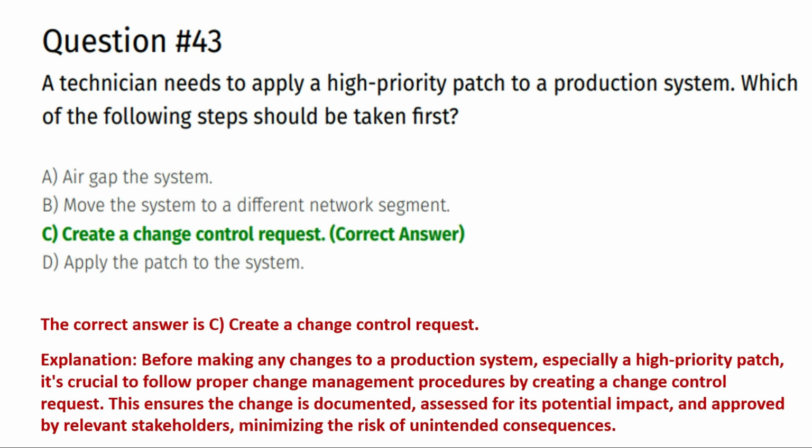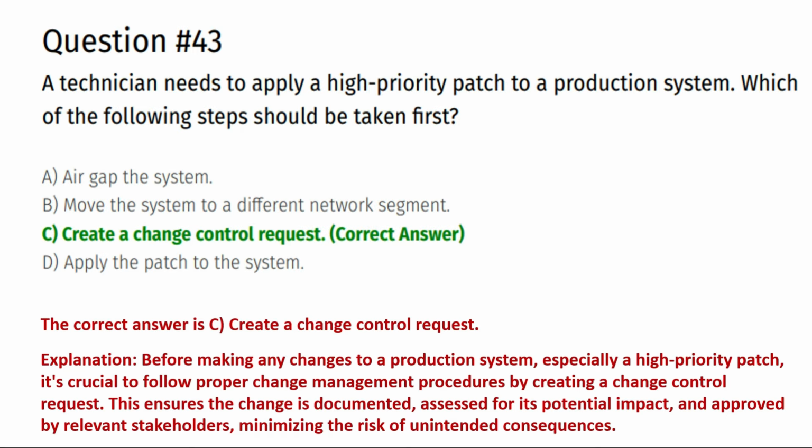The next question is, a technician needs to apply a high priority patch to a production system. Which of the following steps should be taken first? Option A, air gap the system. Option B, move the system to a different network segment. Option C, create a change control request. Or option D, apply the patch to the system. And the correct answer for this question is create a change control request.